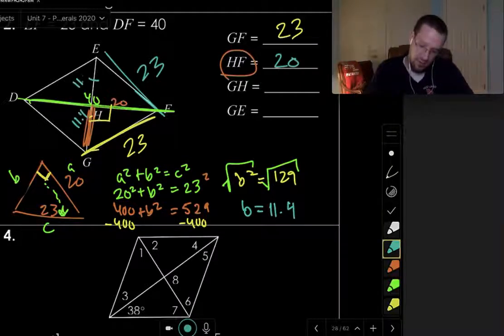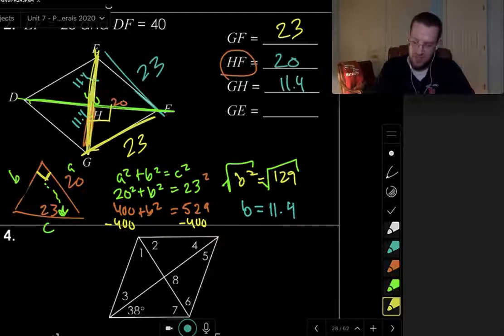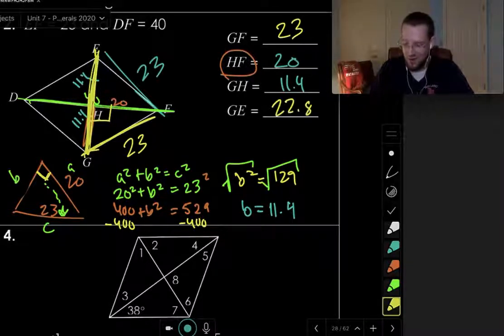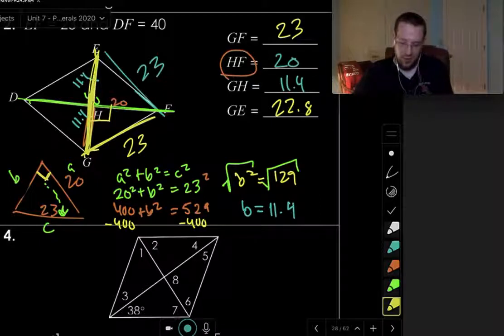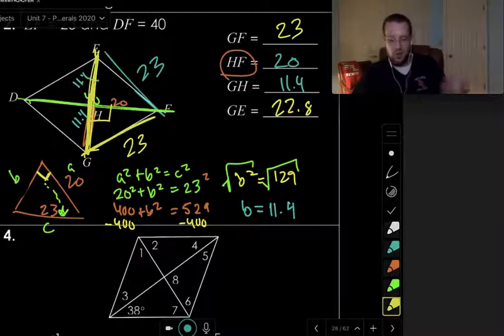And that means this one over here is also 11.4 because these make a midpoint. And what do we want to find? We want to find GE. Well, that's going to be 11.4 doubled, because it's 11.4 on one side and 11.4 on the other side, and one side plus the other side is the whole thing. So this is going to be 22.8. Hopefully this Pythagorean theorem isn't much to do. It's actually super easy, and once you do it a couple times, you will be golden at it.